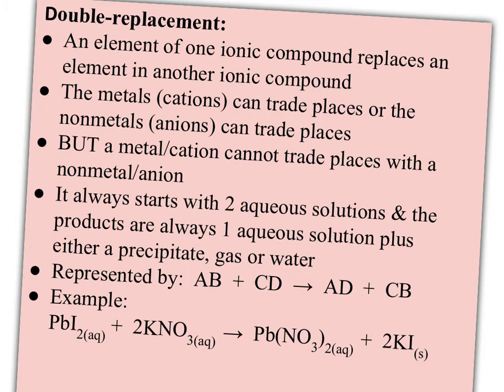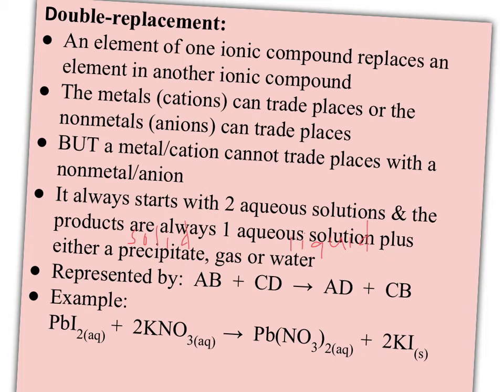And with double replacement reactions, it always starts with 2 aqueous solutions, and then the products are always 1 aqueous solution plus either a precipitate, which remember is a solid, a gas, or water, which at room temperature is a liquid. So basically, you're going to form a solid, liquid, or gas along with the aqueous solution. Now, the solid is easy to see, and the gas will bubble and is easy to see. The water isn't so easy to see. So just the fact that it remains liquid is your hint that water was produced.